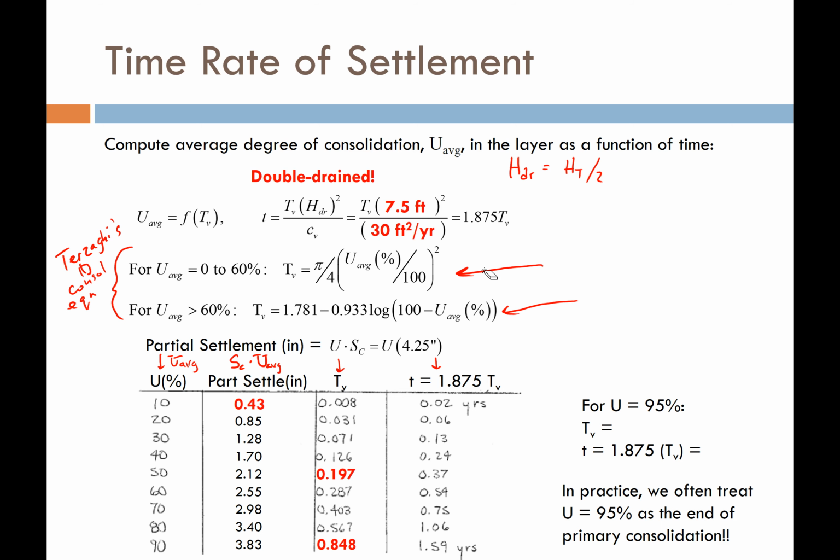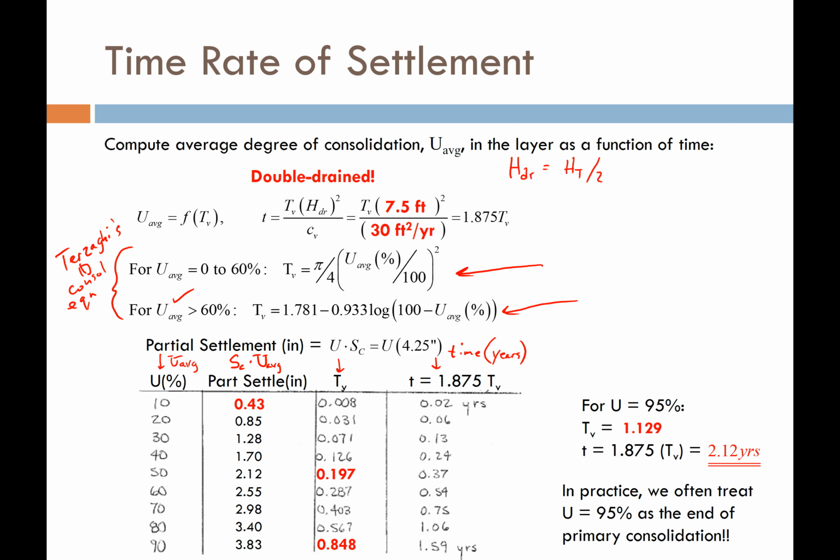When I plug those T sub V values in right here, these are the number of years it's going to take for the soil to experience that much consolidation. Now, 95% consolidation was my target. That's a T sub V value of 1.129 according to this equation down here, or the second equation from Terzaghi. So when I plug that 1.129 in, I get 2.12 years for 95% consolidation to occur in my clay layer.